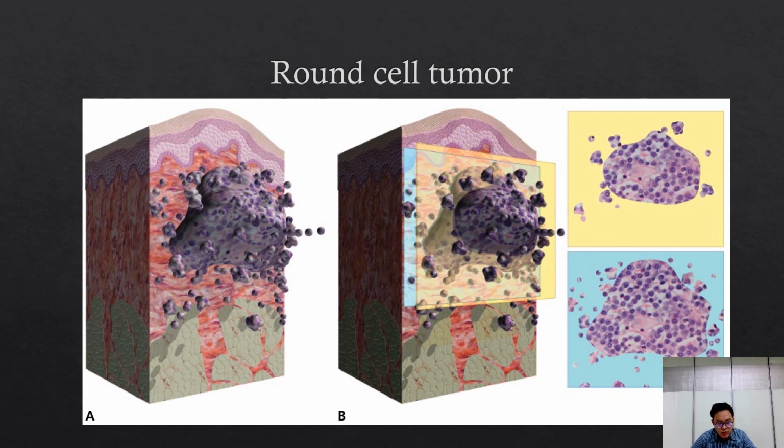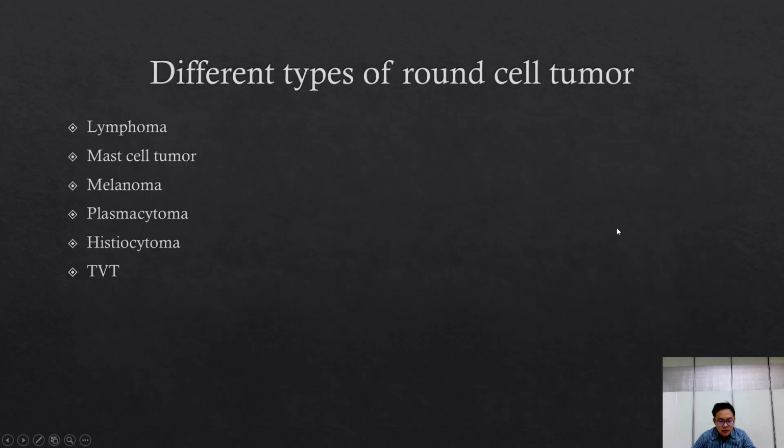This is the pictogram of round cell tumor. The tumor grows as a sphere of unconnected cells with an irregular edge. The tumor appears completely excised in the upper panel, like this one, but the tumor cells infiltrate the margin in the lower panel, like this one. This is the list of different round cell tumors, including lymphoma, mast cell tumor, and plasmacytoma.